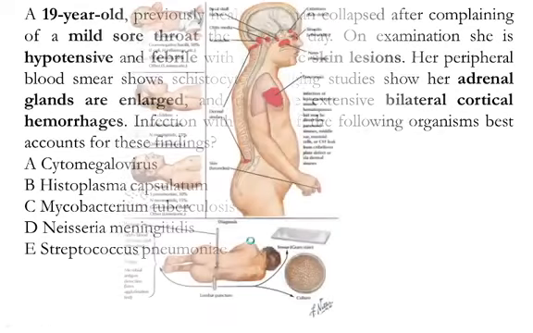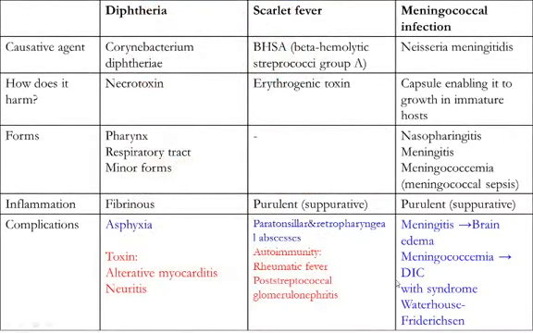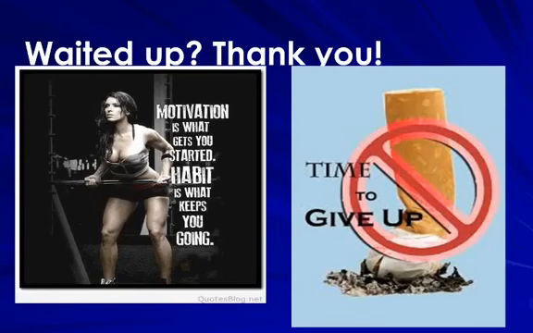Waterhouse-Friderichsen. You see, a very hard, very complicated name. Waterhouse, and Friderichsen, son of Friedrich. That is bilateral hemorrhages in the adrenal glands. So that was the last slide. I look at the questions.